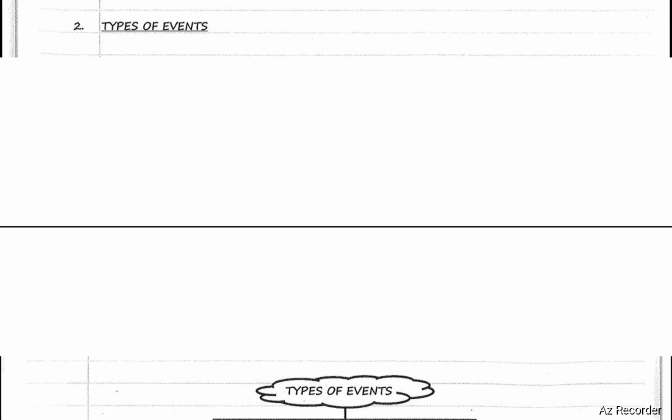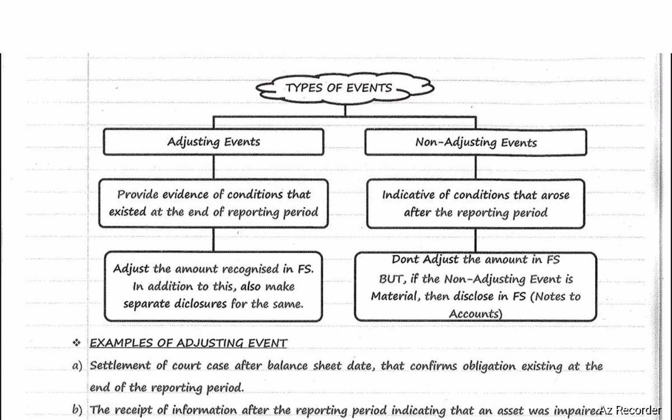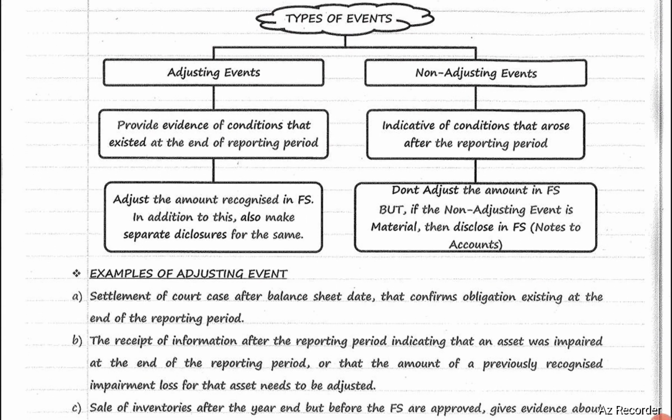Next, type of events. Events are of two types: existing events, non-existing events. Existing events are the events which provide evidence of conditions that existed at the end of the reporting period. Non-existing events are events that indicate conditions that arose after the reporting period. In case of existing events, adjust the amount recognized in financial statements. In addition to this, also make separate disclosures for the same. In case of non-existing events, don't adjust the amount in the financial statements, but if the non-existing event is material, then disclose in financial statements, that is notes to accounts.